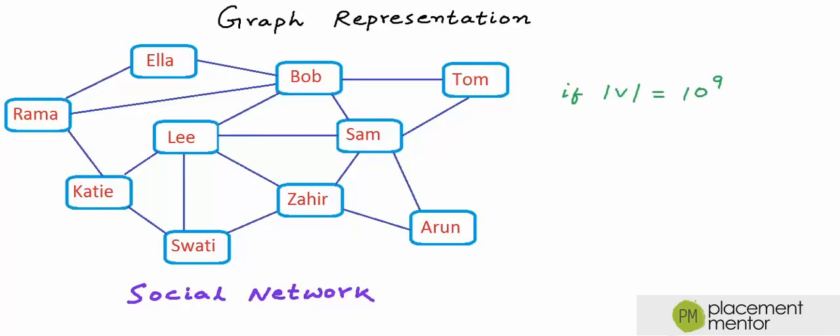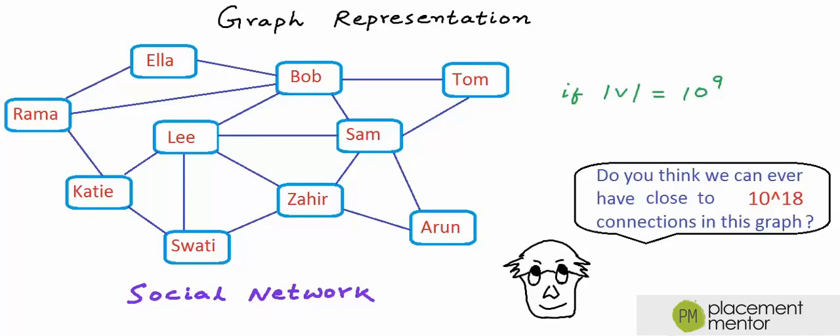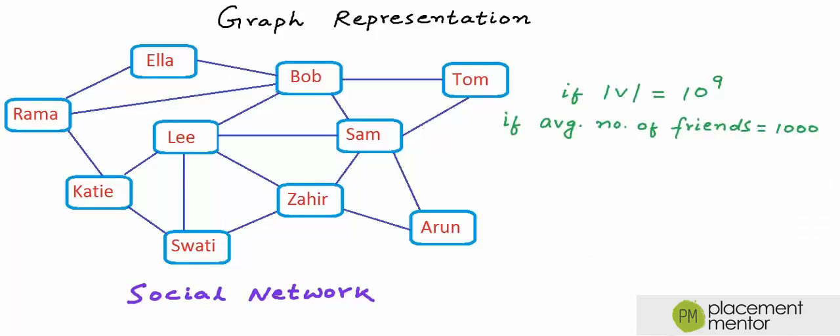So the number of vertices in our graph is 10 to the power 9, which is 1 billion. Now, do you think the number of connections in a social network can ever be close to the square of the number of users? That would mean everyone in the network is a friend of everyone else. A user of our social network will not be a friend to all other billion users. We can safely assume that a user on average would not have more than 1,000 friends.